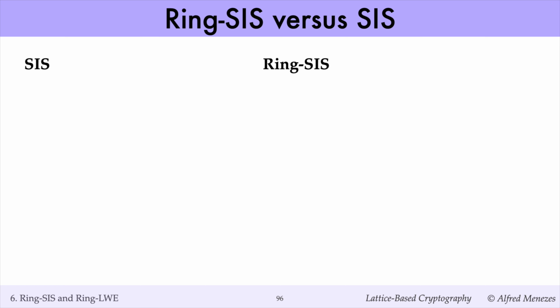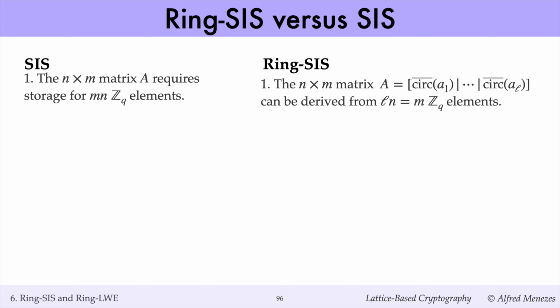In summary, two advantages of Ring-SIS over SIS for cryptographic applications are the following. In SIS, the matrix A has a storage cost of m times n ZQ elements, whereas in Ring-SIS, the matrix A has a storage cost of L times n, which is m ZQ elements. This is because an anti-circulant matrix can be derived from its first row.